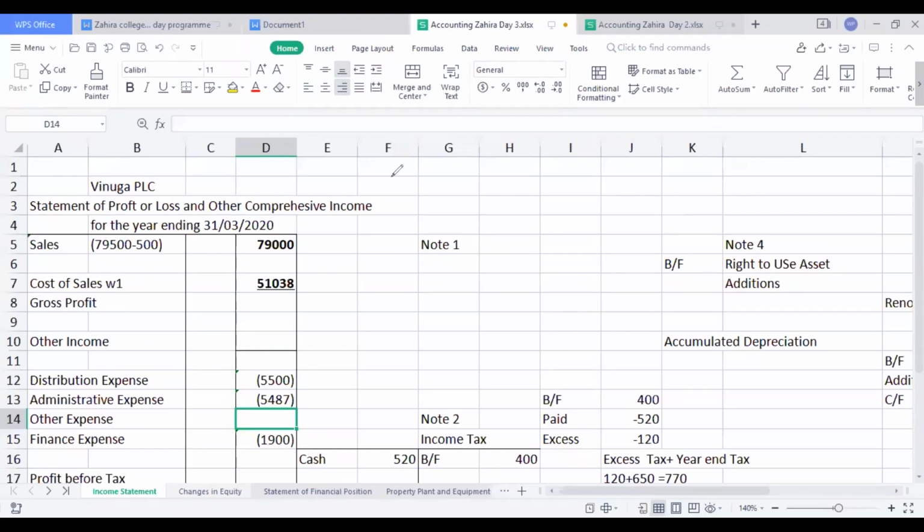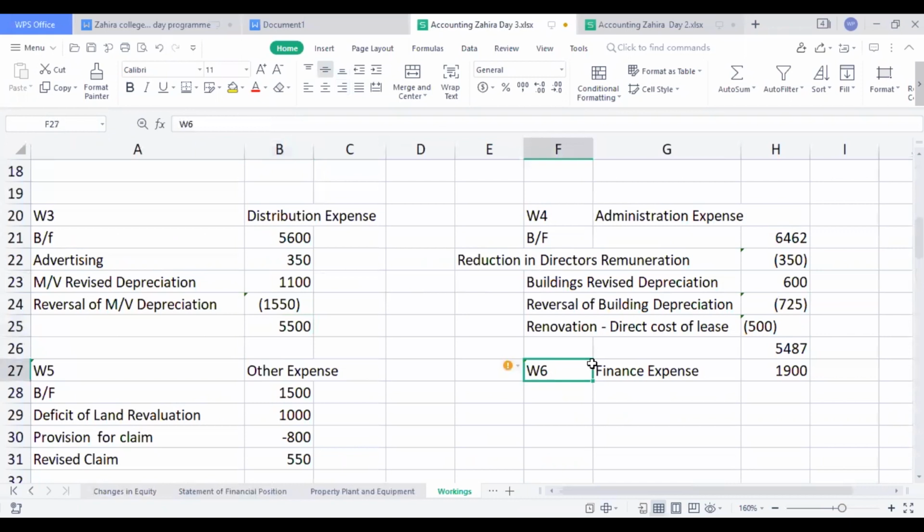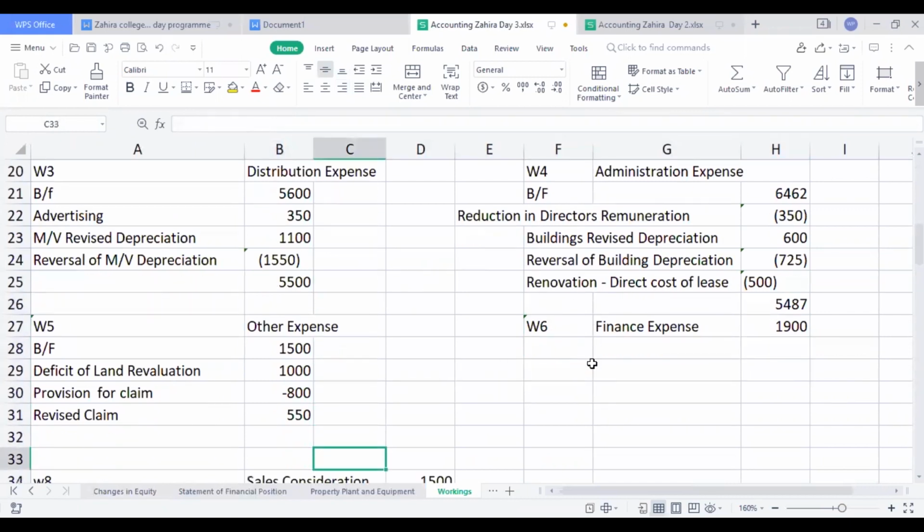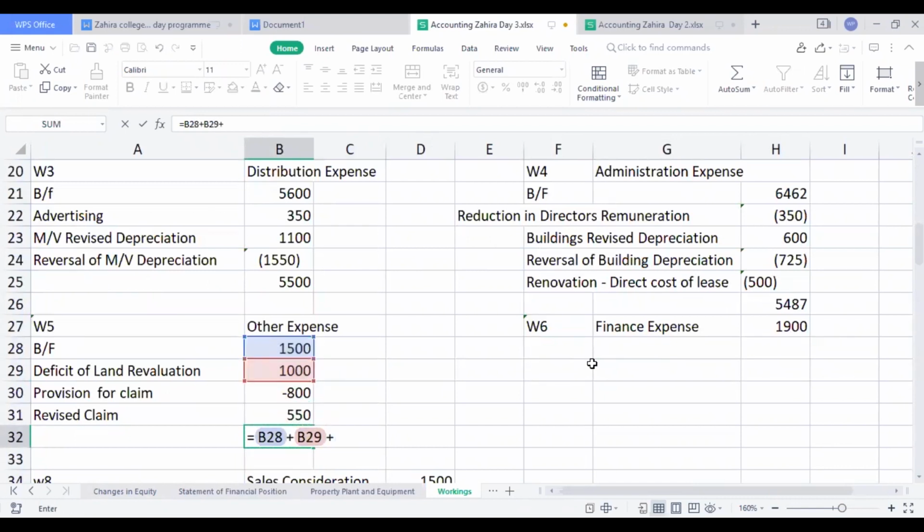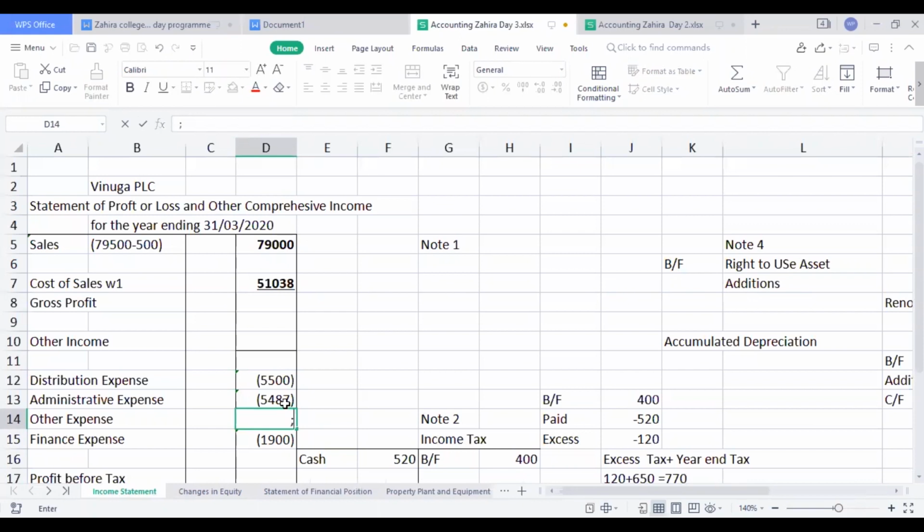We'll move on to workings. So we got 1,000, 500, 1,000, then minus 800 plus 550. 2,250 are the expenses. Done, great. We are doing it great. So 2,250. I'm going to move on to my income statement. Reduce 2,250.